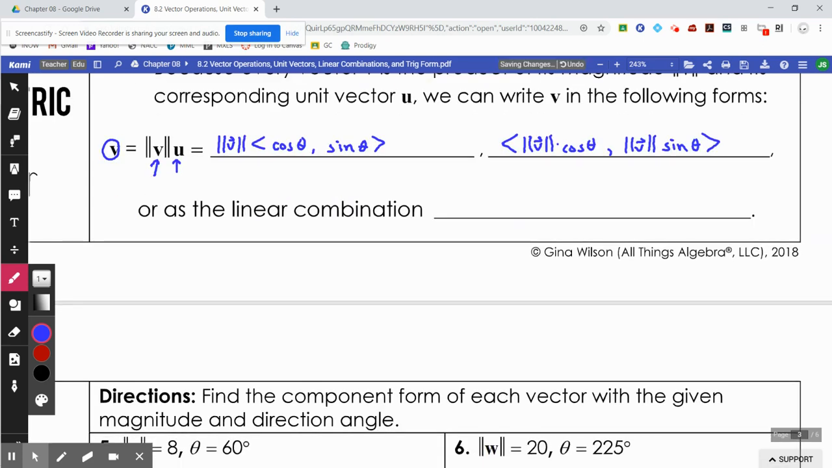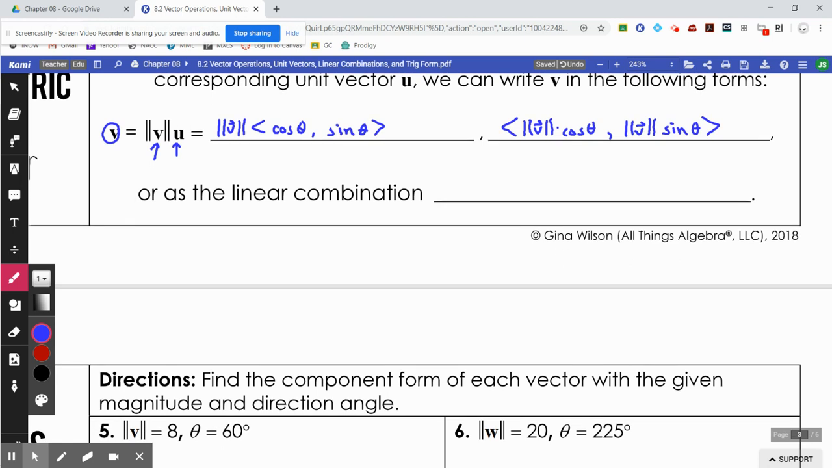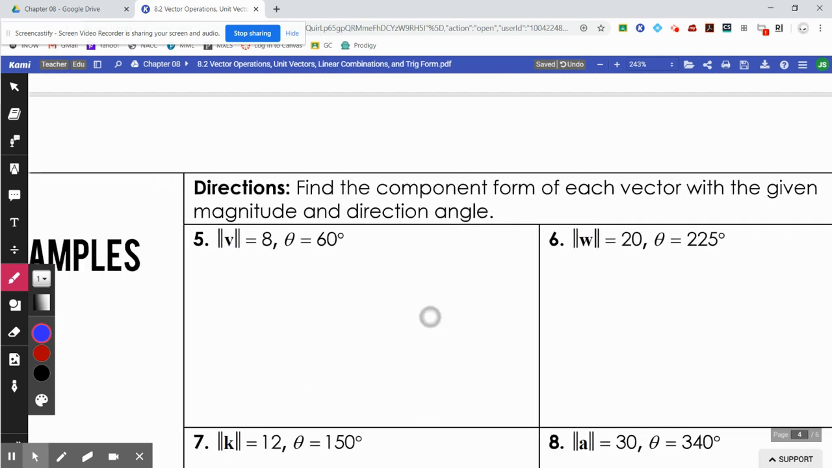Or written as a linear combination, let's do it this third way. That vector v would equal the magnitude of v cosine theta, let me put all that in parentheses, times i, plus the magnitude of v sine theta times j. So you could write it in any of those methods. So now let's do it.